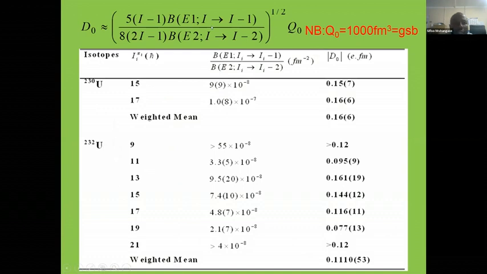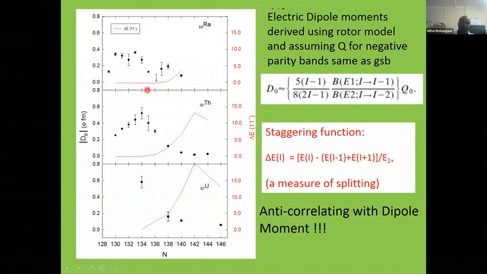And then we calculated the dipole moments using the rotor model, and the values are listed in this table here for uranium-230. We then averaged them to get the data point, which we then plotted, trying to understand the systematics in the region. We plotted the data for radium from the previous measurements, and the thorium and the uranium. It's interesting that our uranium-230 data agrees very well with the measurement that was done by Ackermann before.